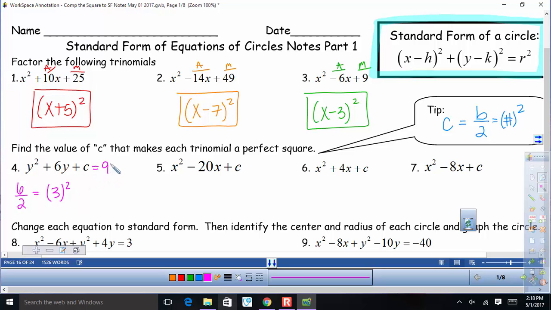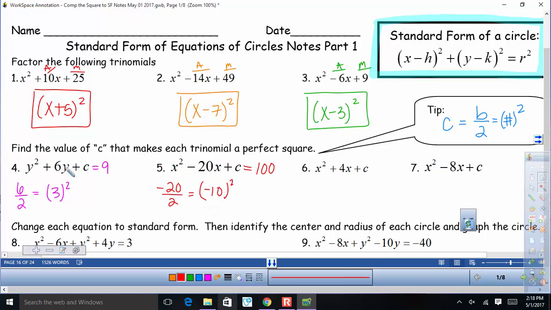Okay, the reason that C is 9 is, what number multiplies to give us 9 but also adds to give us 6? 3. See how that works out? So we would be able to factor it. All right, number 5, our B is negative 20, so we do negative 20 divided by 2, which would give us negative 10. We square that, and it gives us 100. So C would be 100. Okay? And then, what number would multiply to give me a positive 100, add to give me negative 20?